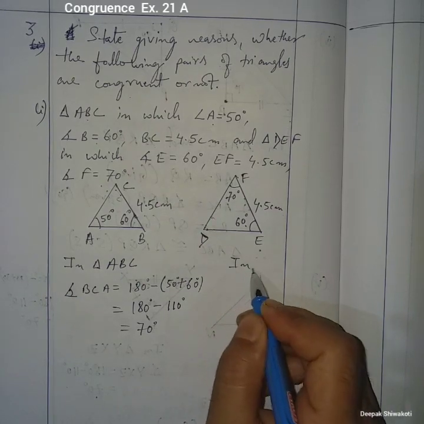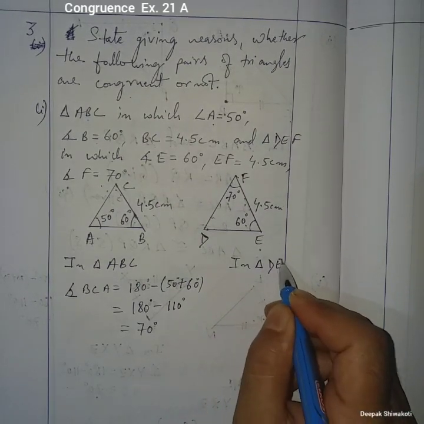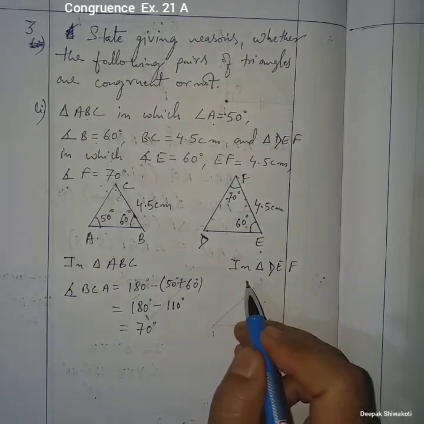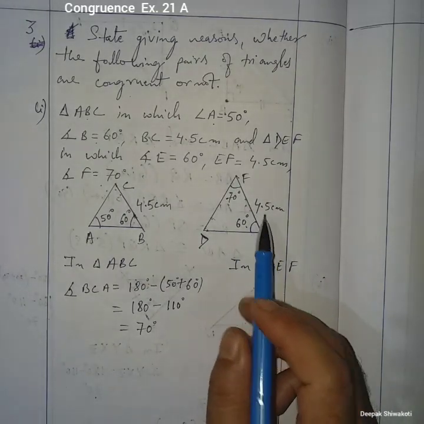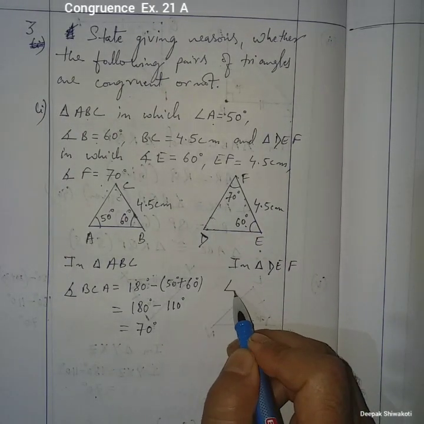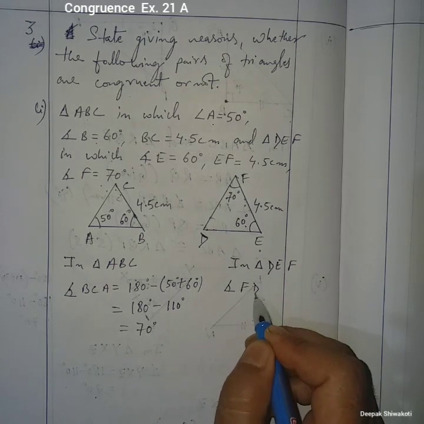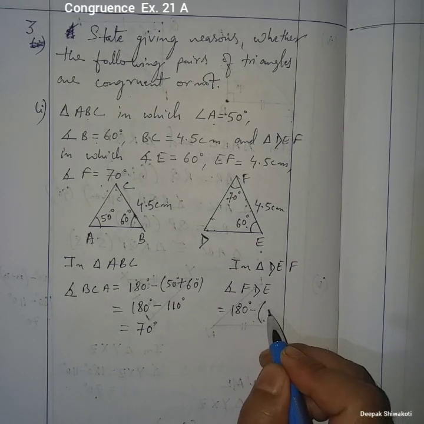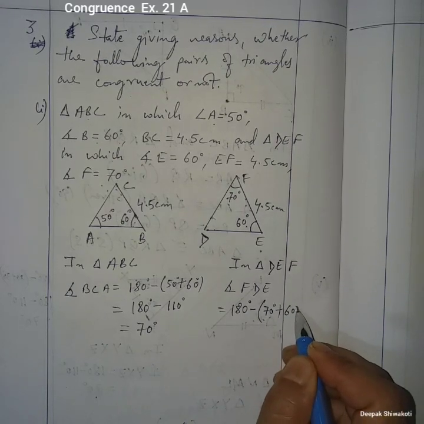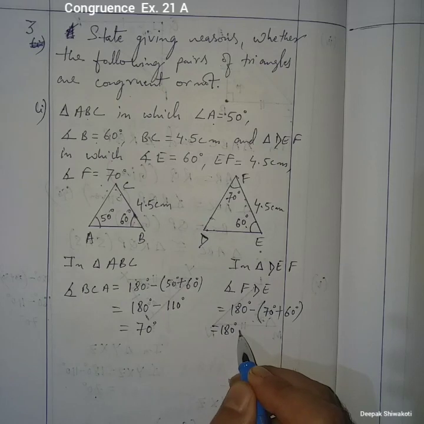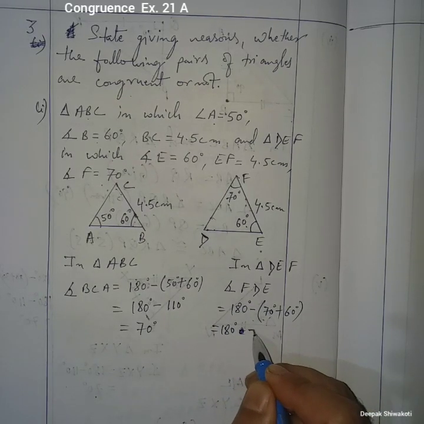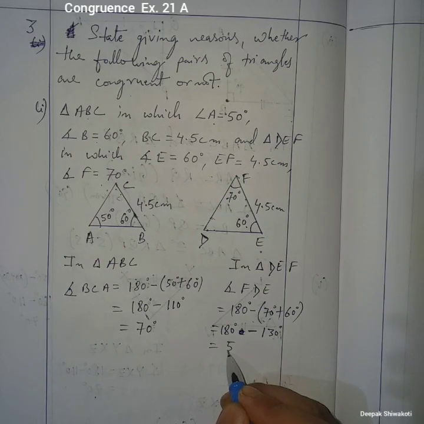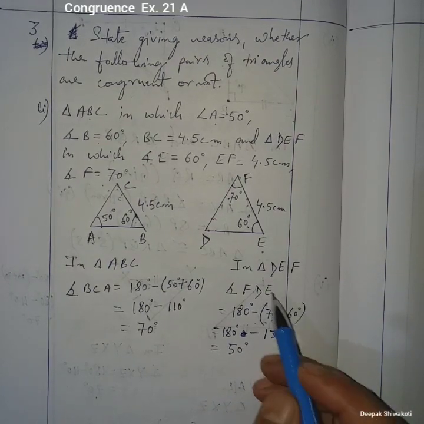And in triangle DEF we have to find this angle. The triangle name is DEF, so FDE is this angle. Angle FDE will be equal to 180 minus 70 plus 60, that is 180 minus 130. So here 50 degree, okay. So angle FDE is 50 degree.